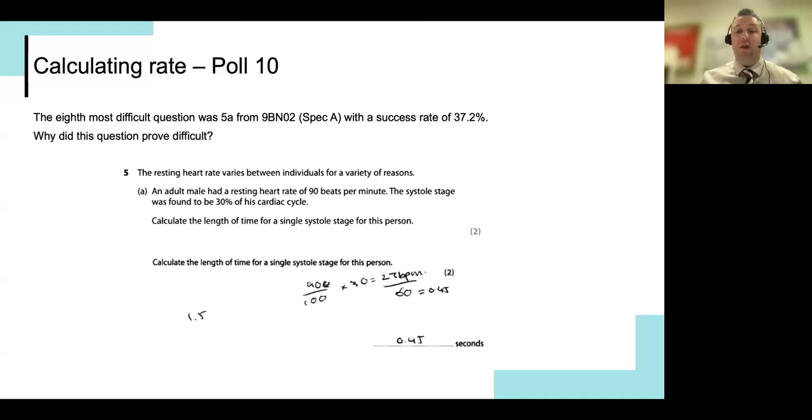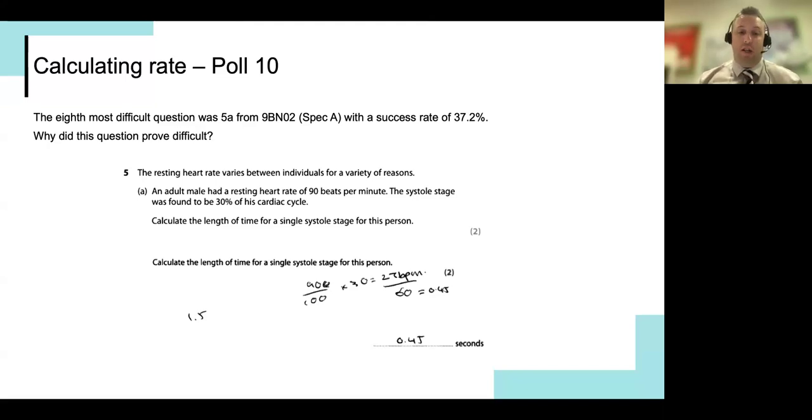They were allocated the full 2 marks because they took the 90 beats per minute. They found 30% of the 90 beats per minute. So they took the 90, divided it by 100, and multiplied by 30. And then they divided that by the 60 seconds to find out that it was 0.45 seconds. So they found that out correctly.